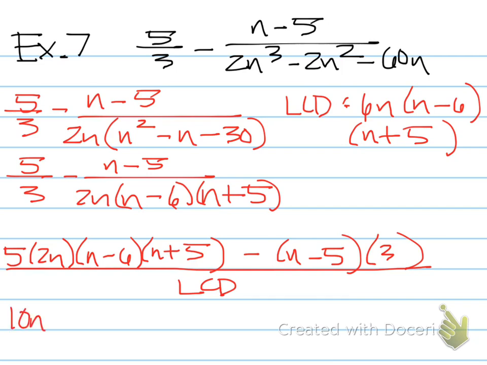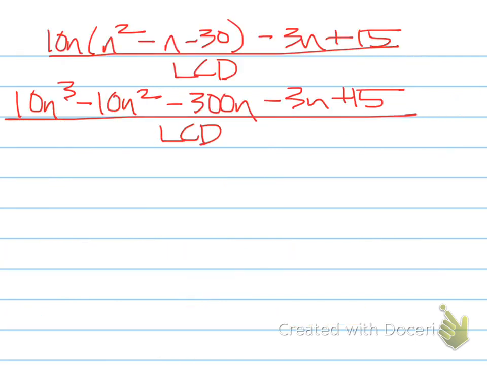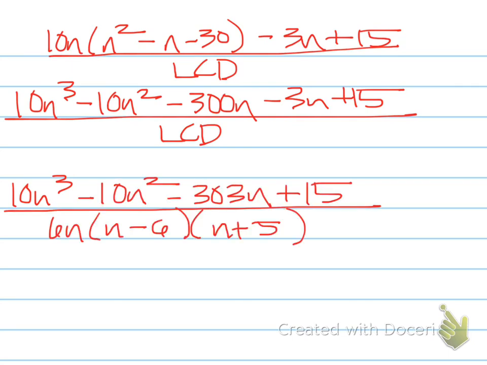So we're going to multiply the numerator by the same thing, all that over the LCD. And then simplify. When we multiply 5 times 2n times n minus 6 times n plus 5, we get 10n times n squared minus n minus 30, minus 3n plus 15, all that over the LCD. When we distribute the 10n, we get 10n cubed minus 10n squared minus 300n minus 33n plus 15, and all that over the LCD. Once we combine the like terms, we get the following.